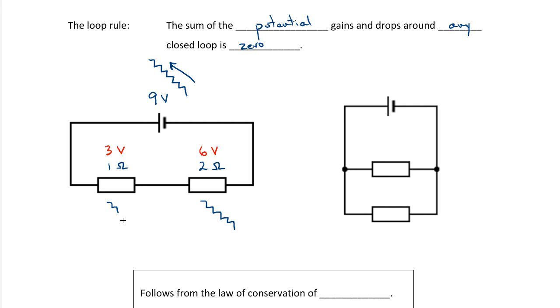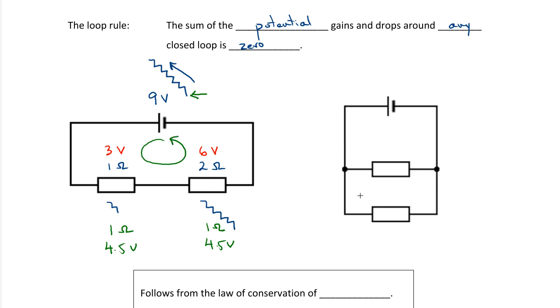If they were instead equal resistances, let's say this was a 1 ohm resistor and this was a 1 ohm resistor, then we'd get 4.5 volts dropped at each. But in either case, all of the energy given at the cell has to be shed as you go around the circuit in order to get back to the bottom of this staircase, if you want to think about it that way. So the sum of the potential gains and drops around any closed loop has to be equal to 0. Here we've just got one loop. We're going around like that.